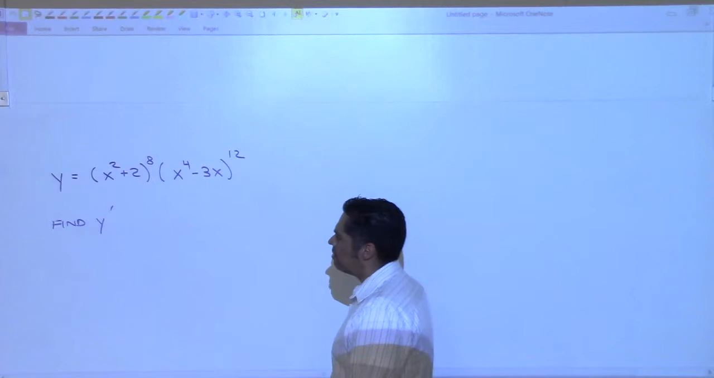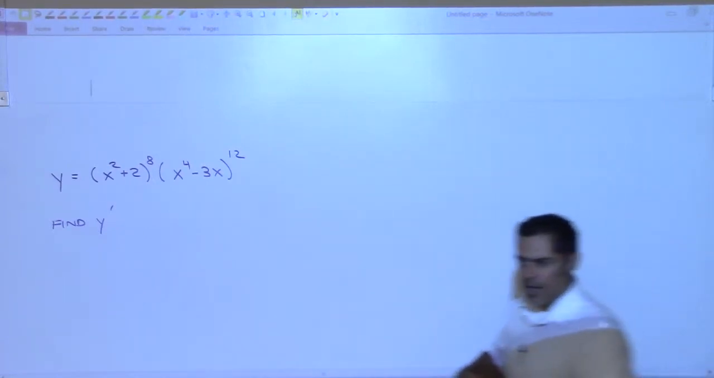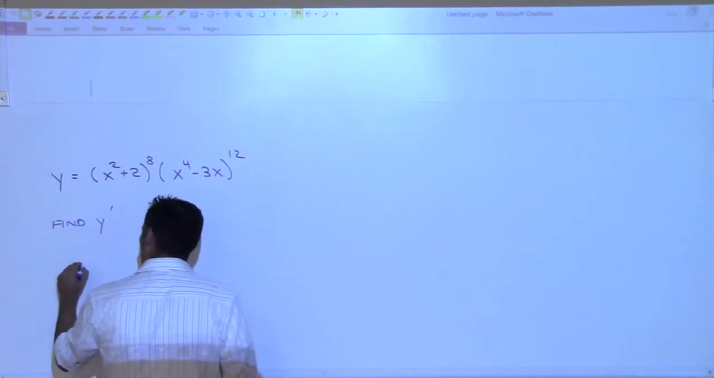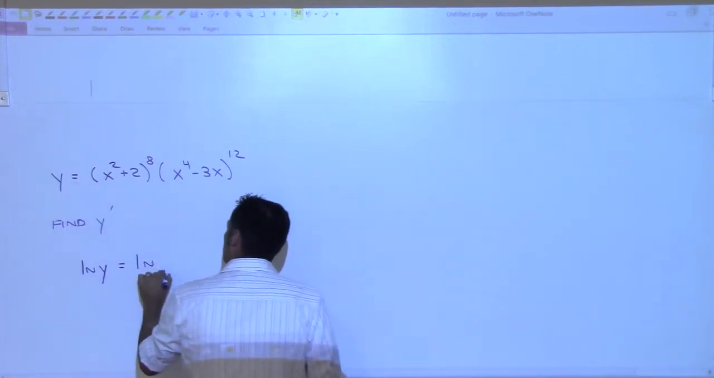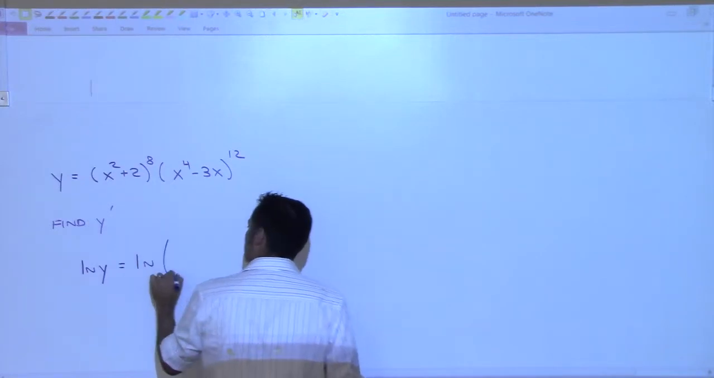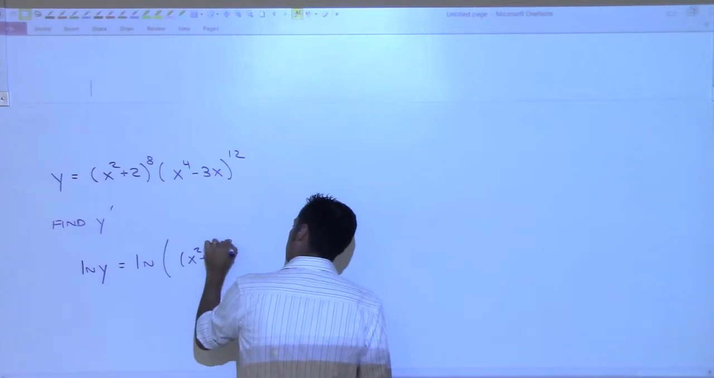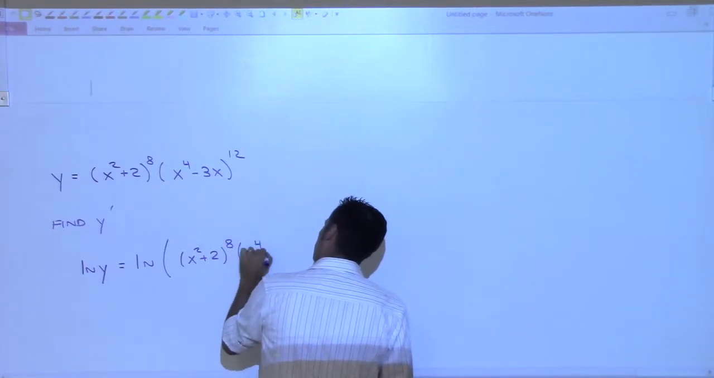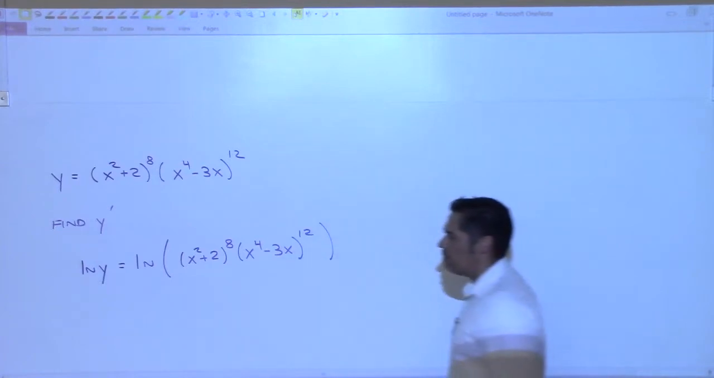So do y'all remember the first step for doing logarithmic differentiation? You do natural log on both sides. Okay, so I do natural log of y here. That's natural log of the left side. And then natural log, I'm going to do a big parenthesis here, and then x squared plus 2 to the 8th, and then x to the 4th minus 3x to the 12th. All right, so we took natural log on both sides.